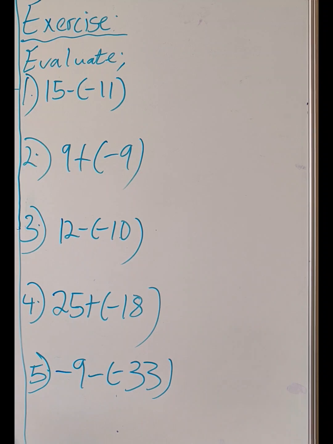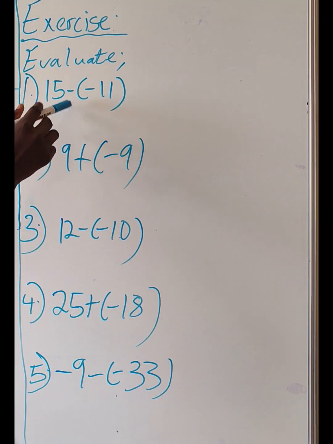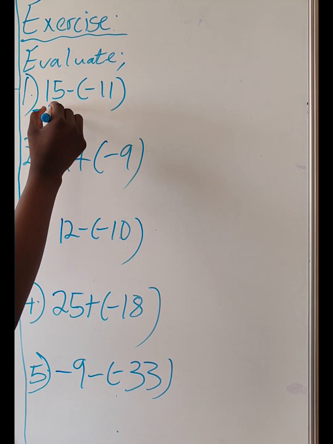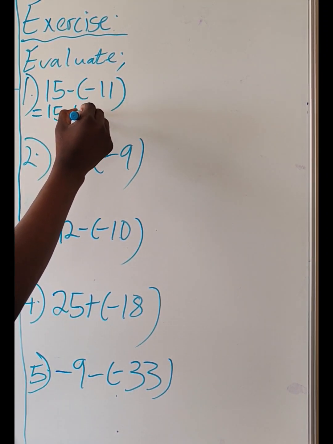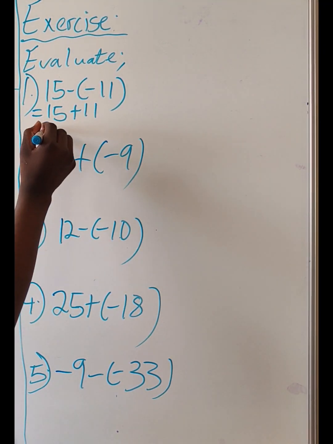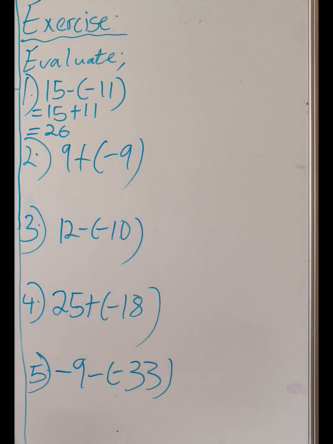I'm going to start with question number 1. 15 minus open brackets minus 11 close brackets. Minus multiplied by minus gives us plus, so it's going to be 15 plus 11, and 15 plus 11 gives us 26. Minus multiplied by minus gives us plus. Let's move on to the next question.